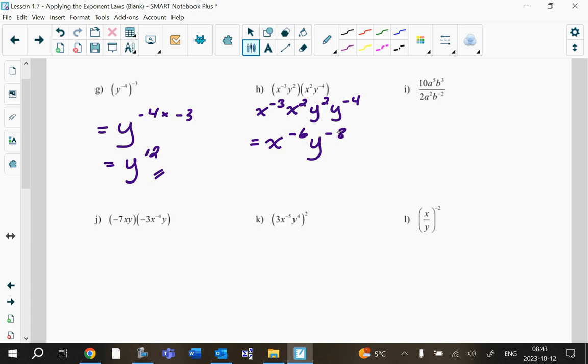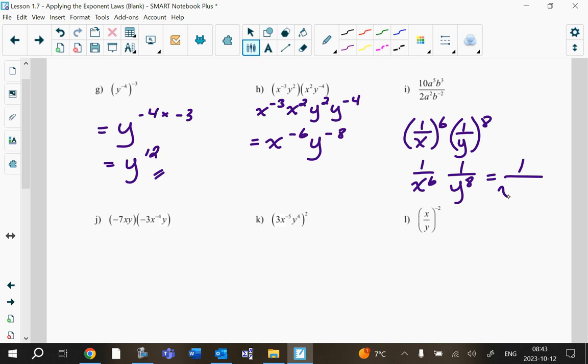Now, there's a little bit of a shortcut we can use when we've got more than one exponent. Because, don't write this down, but this is the same as 1 over x to the positive 6 times 1 over y to the positive 8, which is the same as 1 over x to the 6th times y to the 8.